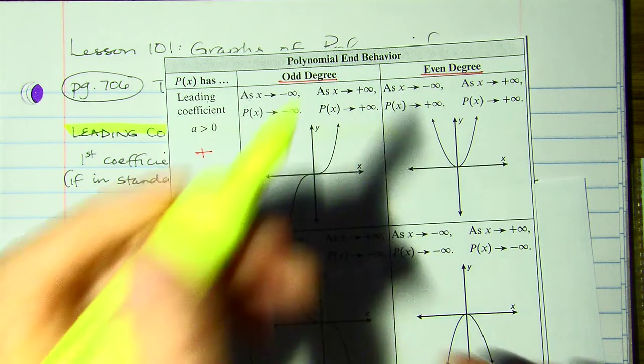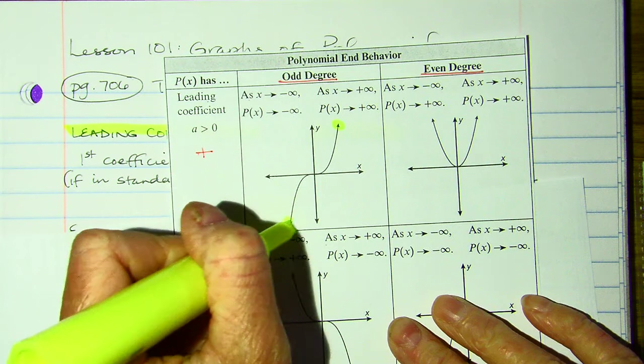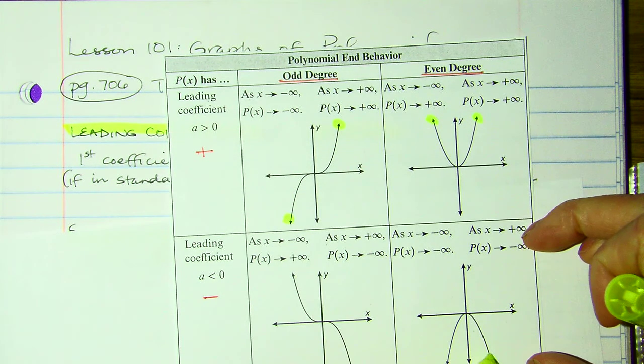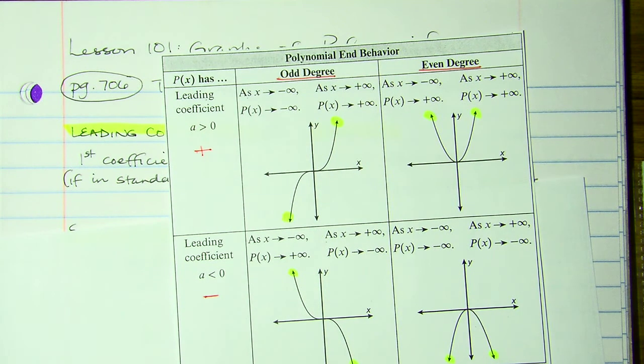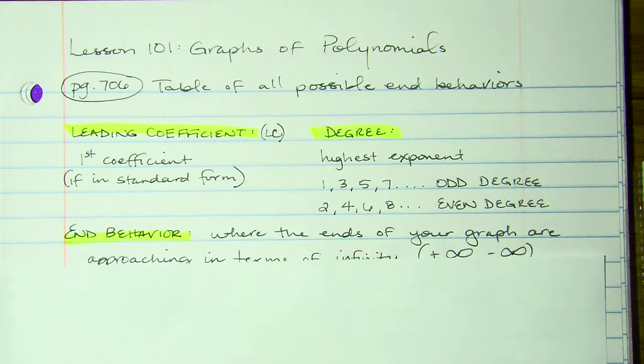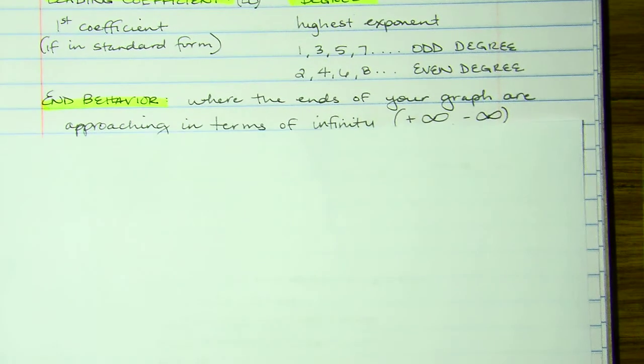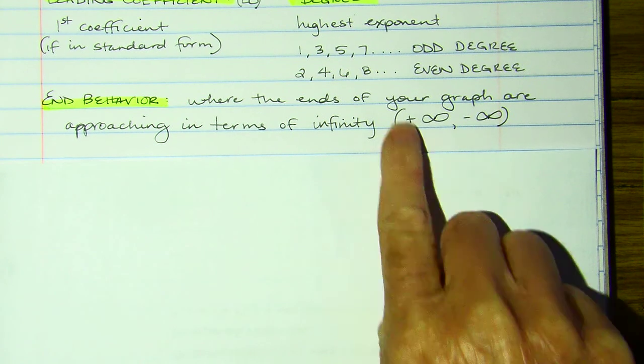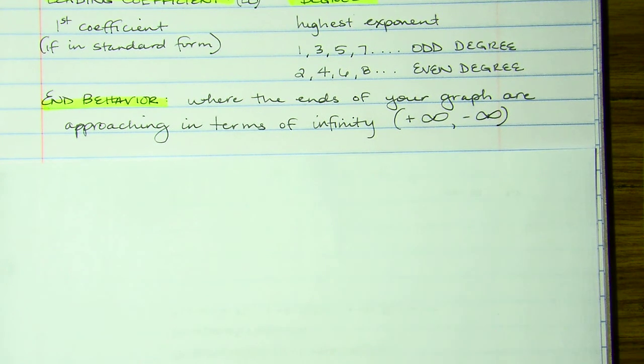Now, end behavior is very specific to the ends of our graph, where it's headed in terms of infinity. Infinity is like this sideways 8. And it is another word for forever because these graphs do continue on forever. So end behavior is where the ends of your graph are approaching in terms of infinity. And I have both positive infinity and negative infinity. So I'm going to do a couple examples with you before we start our lesson practice.